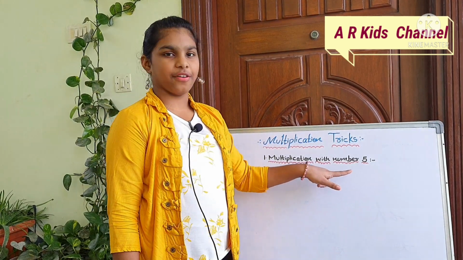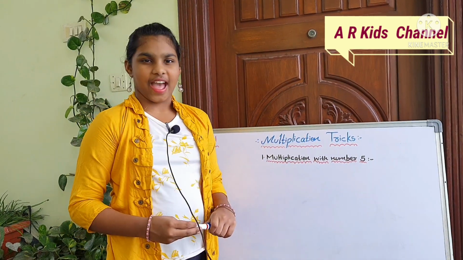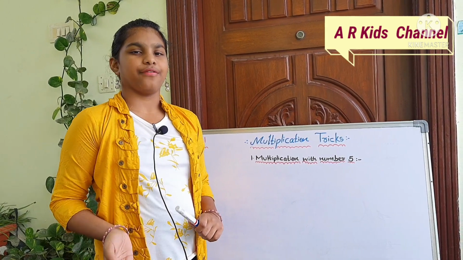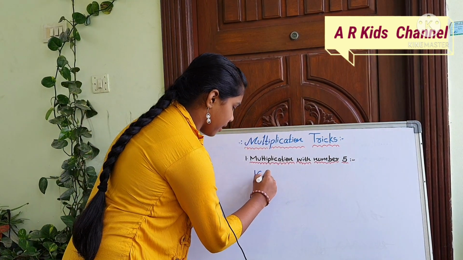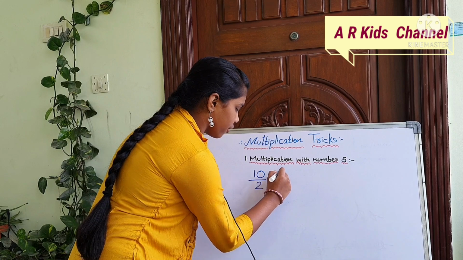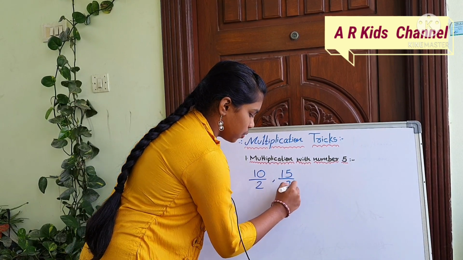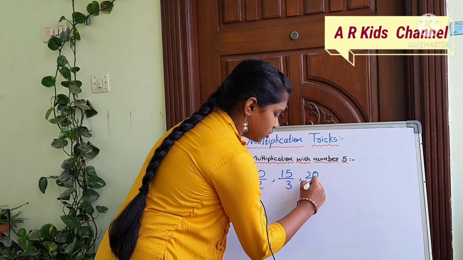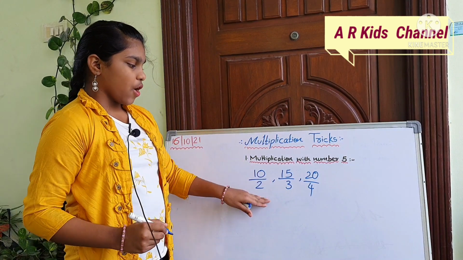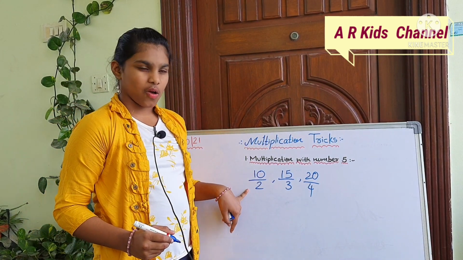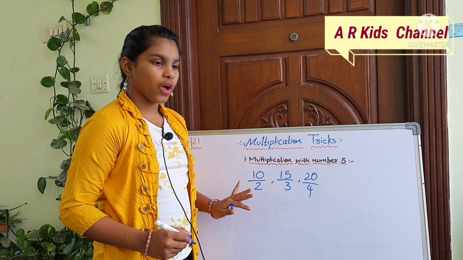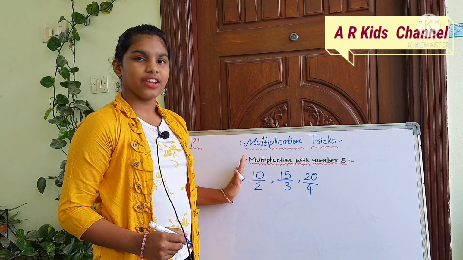First multiplication trick is multiplication with number 5. Now I have a question: how do you get the product number 5? We get it either by 10 by 2, or 15 by 3, 20 by 4 and so on. But among these, 10 by 2 is the smallest, so let us take 10 by 2 and see how to solve this trick.